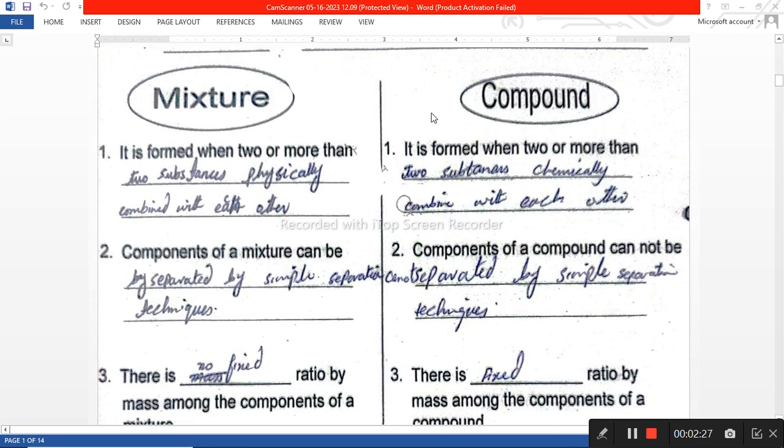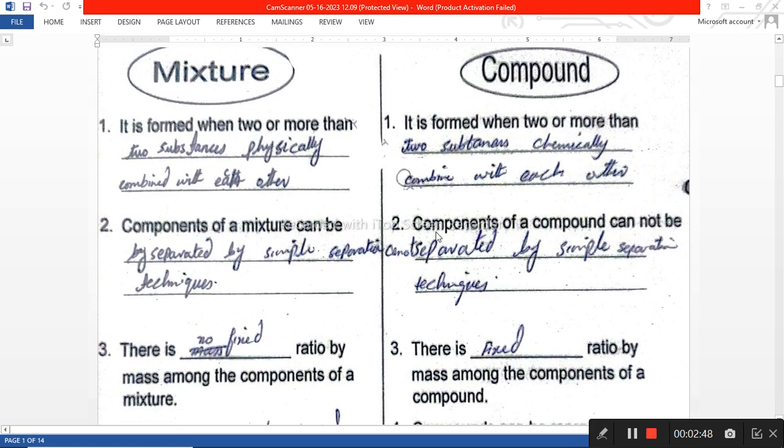Compound is vice versa to the mixture. It is formed when two or more than two substances chemically combine with each other. Components of a compound cannot be separated by simple separation techniques. Compound cannot be separated by evaporation, by simple distillation, and etc. There is a fixed ratio by mass among the components of a compound.